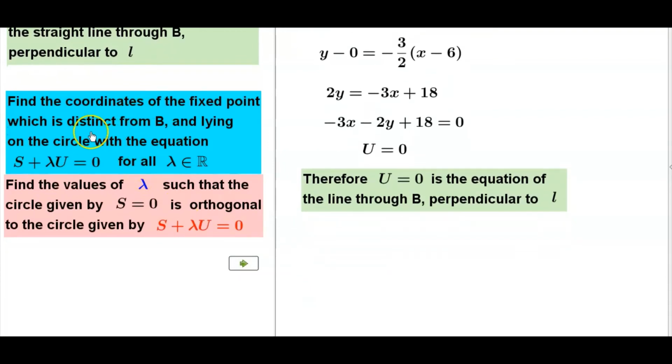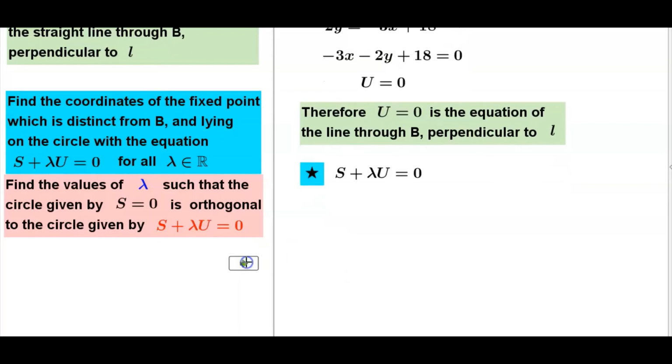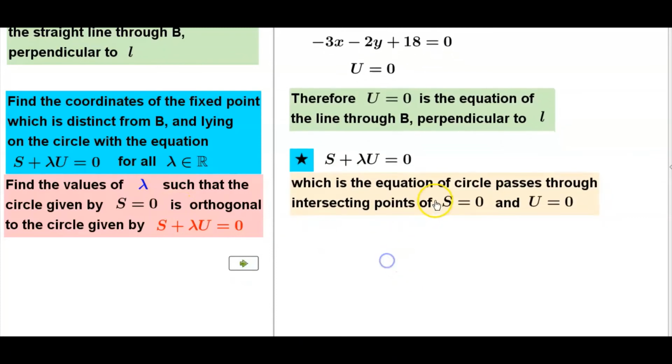Okay, now we come to this part. Find the coordinates of the fixed point which is distinct from B and lying on the circle with the equation S plus lambda u is equal to 0. S plus lambda u is equal to 0, which is the equation from the theory part. We know it is the equation of a circle passing through the intersecting points of S is equal to 0 and u is equal to 0. This is also one of the circles.